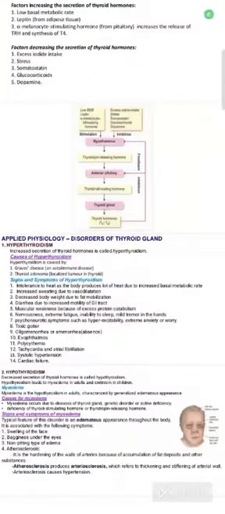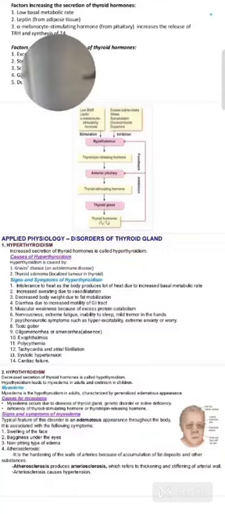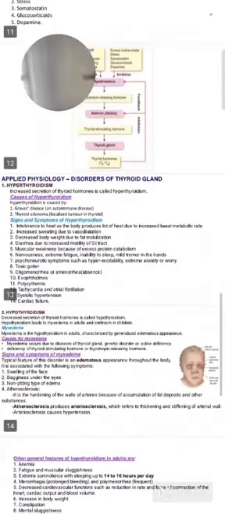So applied aspects, we'll see about the disorders of thyroid gland. The first one is hyperthyroidism. Hyper meaning increased. Hyperthyroidism is the condition in which there is increased secretion of thyroid hormones.